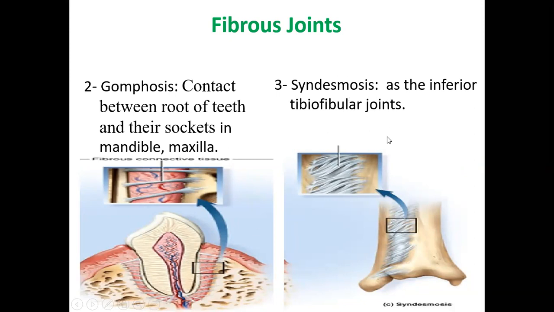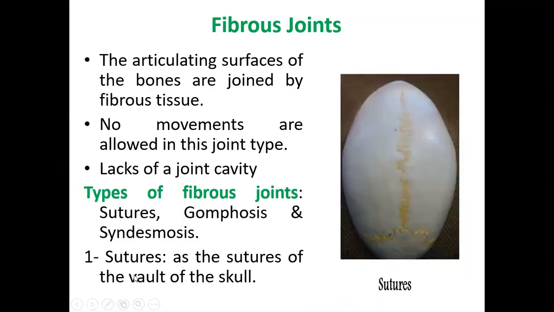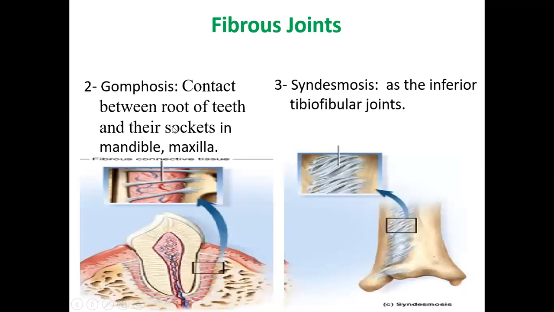Then we have the syndesmosis, such as the inferior tibiofibular joint. We have seen these bones in the leg. There is a large bone called the tibia and a thin, narrow bone called the fibula. In between them, again there is fibrous tissue, and this joint is called the syndesmosis. So within the fibrous joint, we have three types. One is the sutures, as we have seen in the example here. Then we have the gomphosis in the tooth and socket, and the syndesmosis in the inferior tibiofibular joint. So these are the three types of fibrous joint.